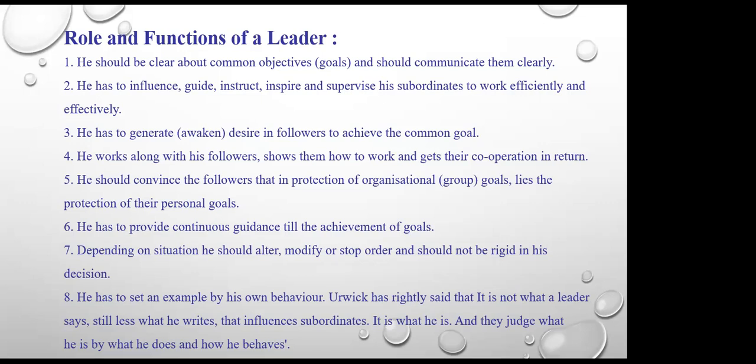And depending on the situation, he should alter, modify, or stop orders, and should not be rigid in his decision. Which means, in case any problem occurs, maybe he took a wrong decision, he should be able to alter or modify or stop the order. He should not say, okay, this is the final decision, whether it is right or wrong, you people have to follow. It is not like that. In case of any mistake or any modification required, he should be able to do it.